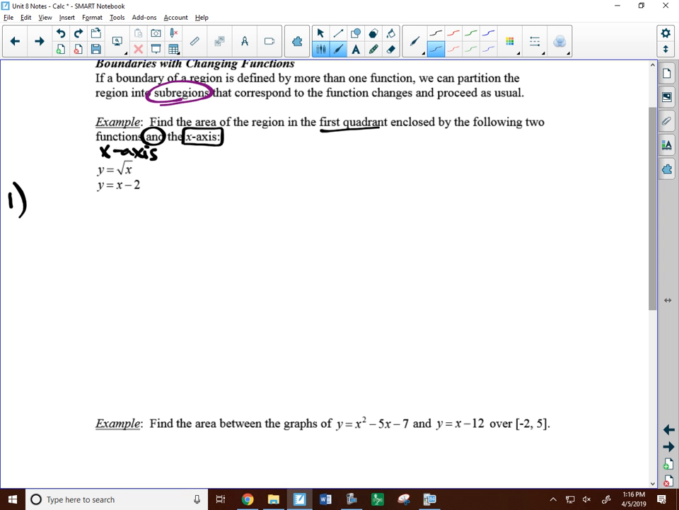The x-axis, by the way, is the horizontal line y = 0. So really, I said there's 3 functions: quadrant 1, y equals 0, and x equals 0. Okay, let's make a sketch. So quadrant 1 only.